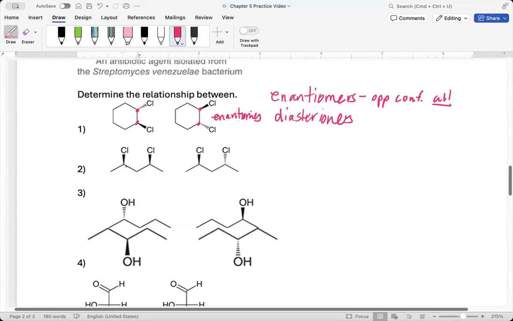This second compound, we've got wedge, wedge, and now we've got wedge, dash. So we've got one that's the same, one that's different, and these are then diastereomers. Remember, diastereomers must have one configuration that's different, but not all of the configurations.